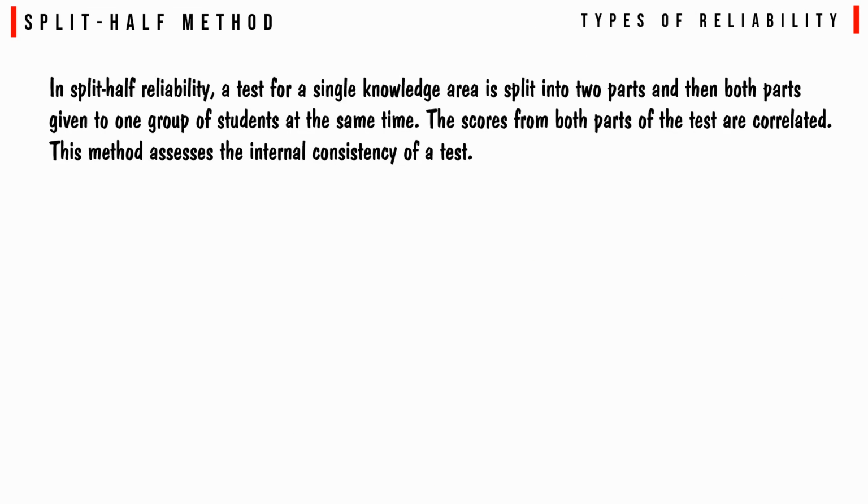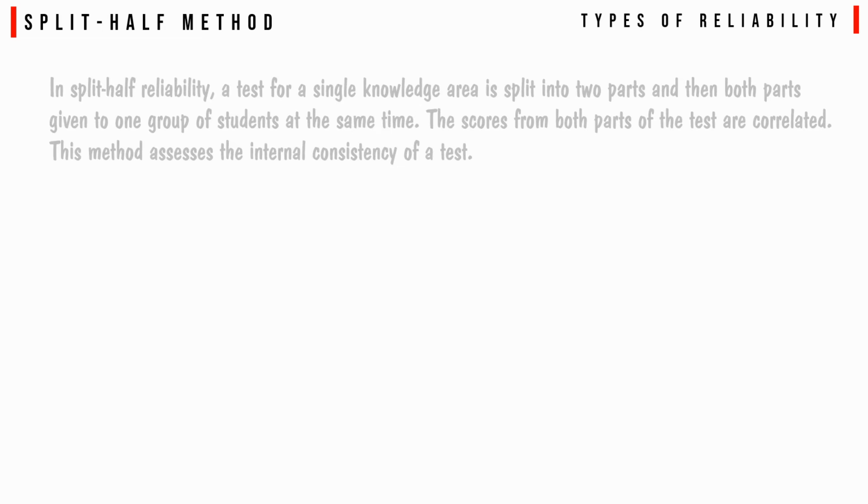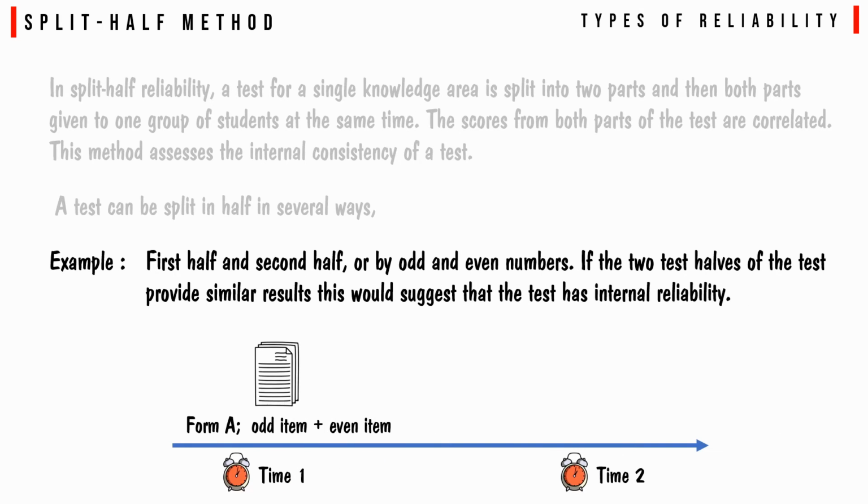Split half method. In split half reliability, a test for a single knowledge area is split into two parts and then both parts are given to one group of students at the same time. Scores from both parts of the test are correlated. This method assesses the internal consistency of a test. A test can be split in half in several ways, for example, first half and second half, or by odd and even numbers. If the two halves of the test provide similar results, this would suggest that the test has internal reliability.